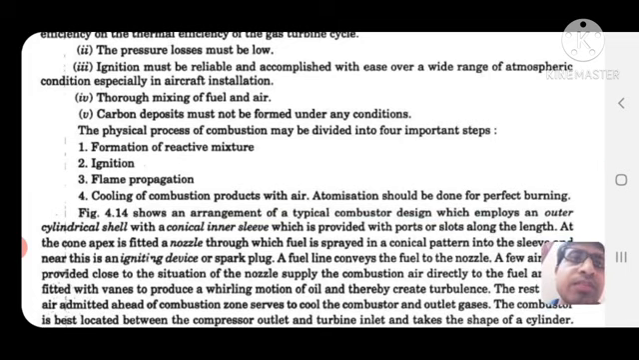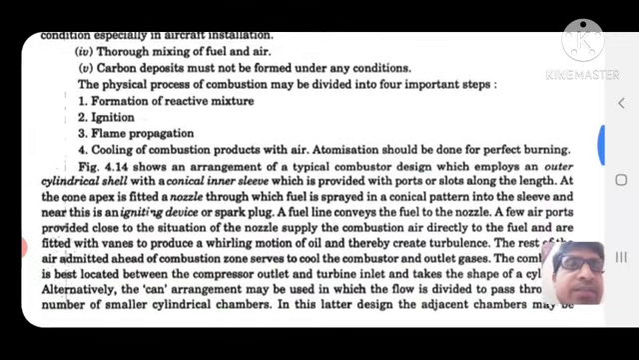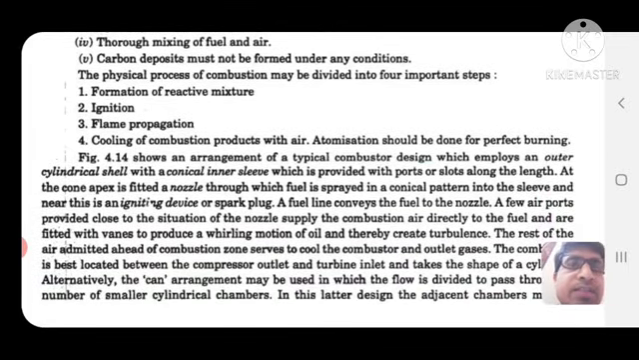Thorough mixing of fuel and air. Carbon deposits must not be formed under any conditions. The physical process of combustion may be divided into four important steps: formation of reactive mixture, ignition, and flame propagation. Another one is cooling the combustion product with air.